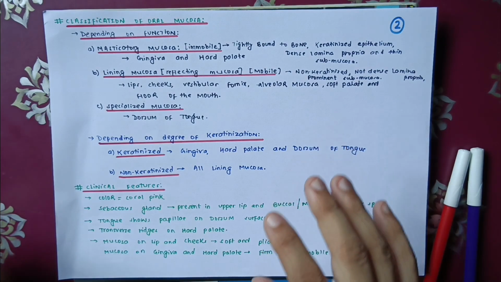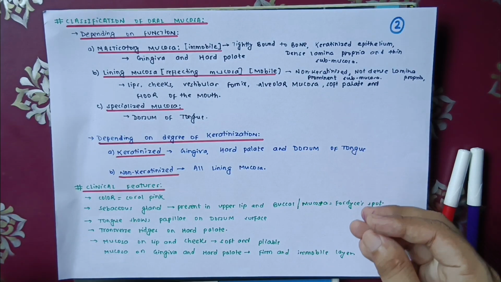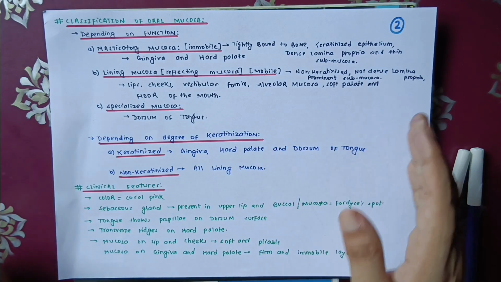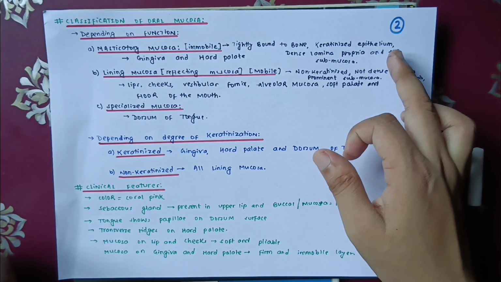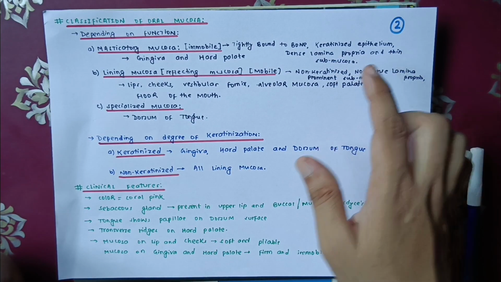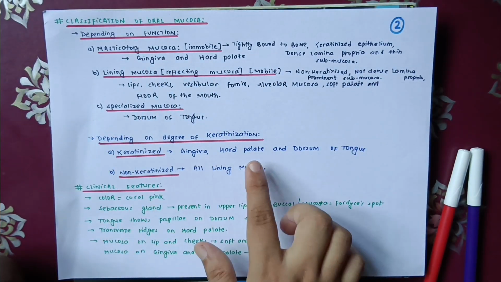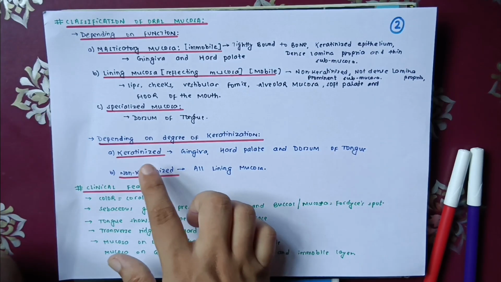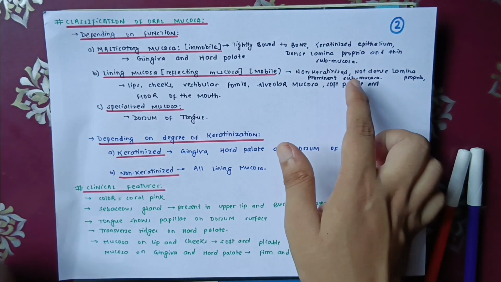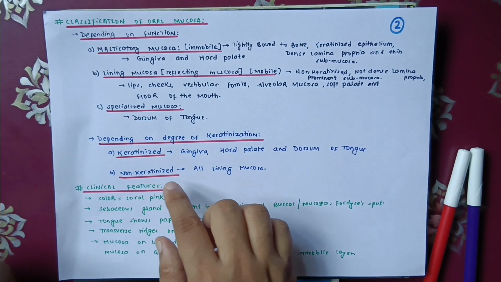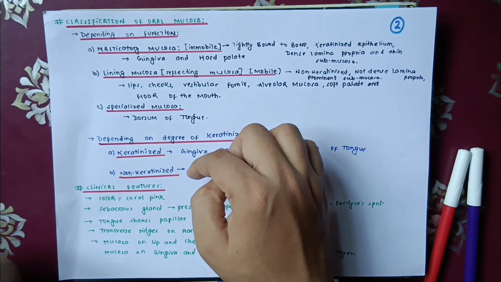After that, in another classification, it depends upon the degree of keratinization. One is keratinized, another is non-keratinized. Keratinized epithelium we can see on the masticatory mucosa and the specialized mucosa. So gingiva, hard palate, and the dorsum of the tongue come under the keratinized, but all lining mucosa is non-keratinized, so they come under the non-keratinized portion. Remembering this function, you can remember this also.